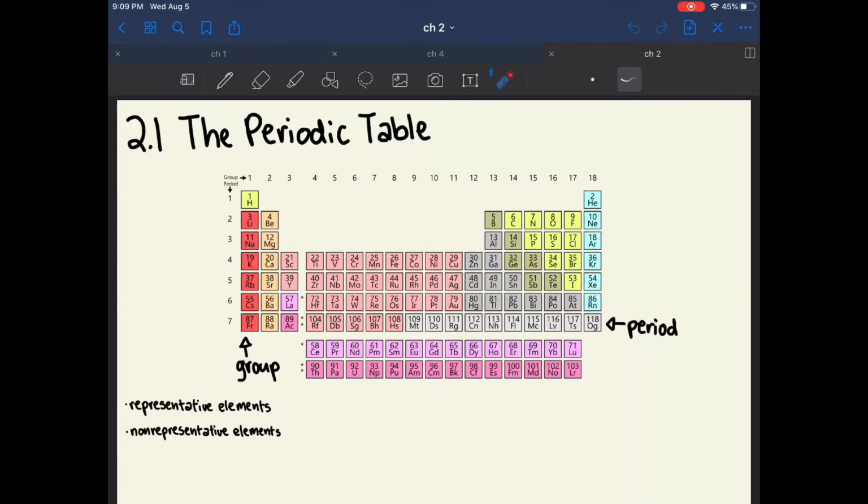However, the non-representative elements are all of the transition metals and the lanthanides and actinides. This is because the transition metals are more fluid in the amount of valence electrons they can have. So you can't necessarily say that two transition metals in the same group will react similarly.